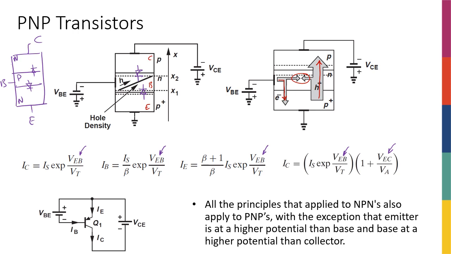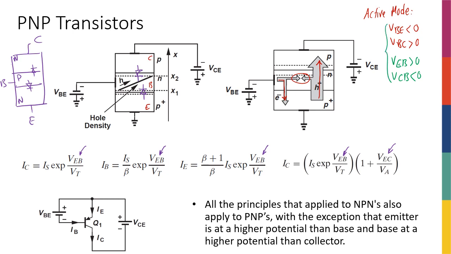So active mode for PNP transistors means that V base-emitter should be smaller than 0 and V base-collector should be larger than 0. Or, another way of saying it, V emitter-base is greater than 0 and V collector-base is less than 0. Okay? Either of these is correct.